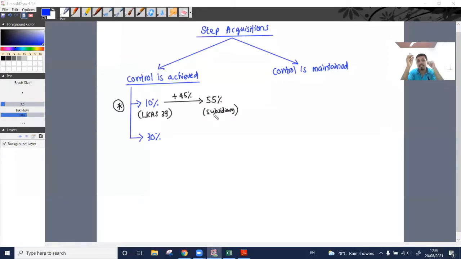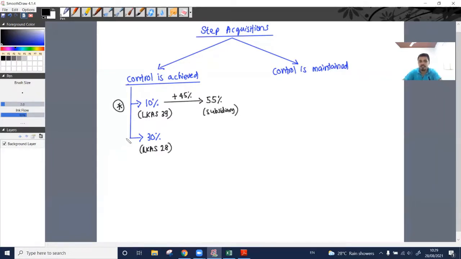Then it means what? It is deemed that we have significant influence. If we acquire equity instruments of a company at some percentage between those two percentages, then it is deemed that we have the significant influence over the acquired company. If we have the significant influence, then it is what? Then it becomes an associate for us. Associates we account as per what? LKAS 28.